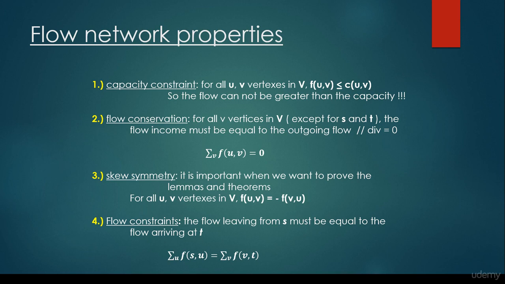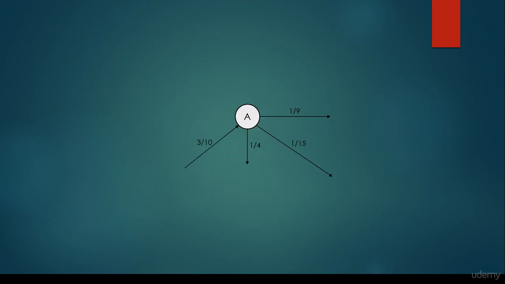So basically the flow conservation means that we have, for example, a given node. This is the node A. We have 4 edges. A single edge is pointing to this node or vertex A. It has a capacity 10 and a flow 3. And basically there are 3 edges coming out from this vertex A. One with capacity 9 and flow 1. The second edge going out from vertex A has the capacity 15 and the flow 1. And the last edge coming out from vertex A has the capacity 4 and the flow 1.